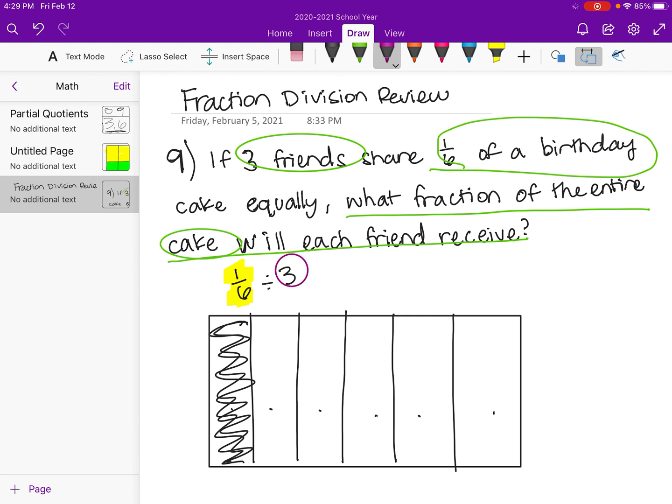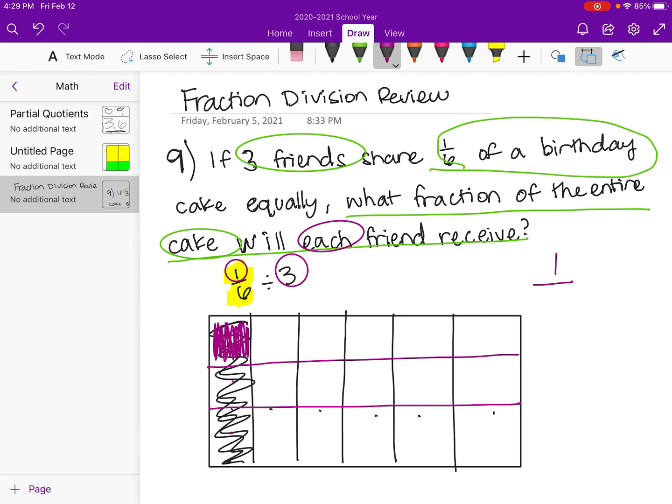Those 3 friends, that's my divisor. So I'm going to break it into 1, 2, 3 pieces. So you can see I have 1, 2, 3 pieces. That 1/6 is in 3 pieces. Now it says how much will each friend receive. So I'm only looking for one of these pieces. And it just so happens that when we are dividing a unit fraction, which means that our numerator is 1, we will always have a 1 as our numerator.